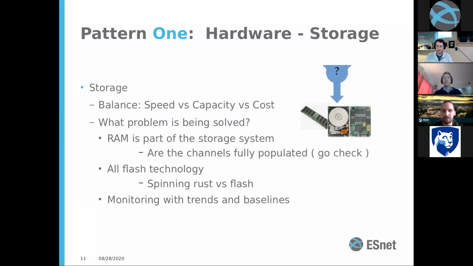So next selection, let's go into storage. A balance that we're trying to attain here. We want speed versus capacity versus cost. What problem are we trying to hit? I'll harp on that. That is a pattern. And don't hesitate to think of RAM as part of the storage system. You can starve I/O by not having enough RAM. I can say maybe have too much RAM. Is it being utilized for the task at hand? Again, I'll just say, go check your channels. Are they fully populated?